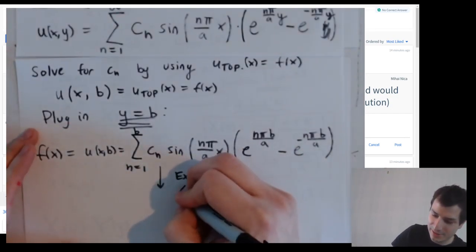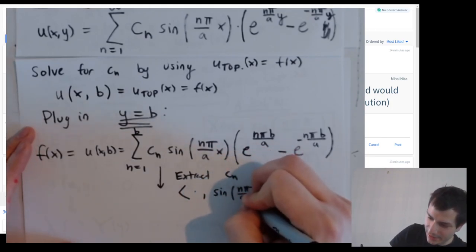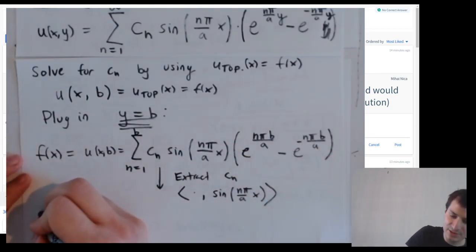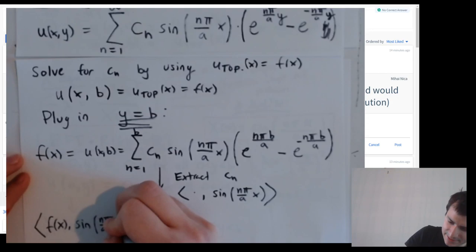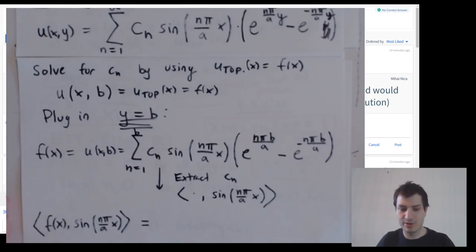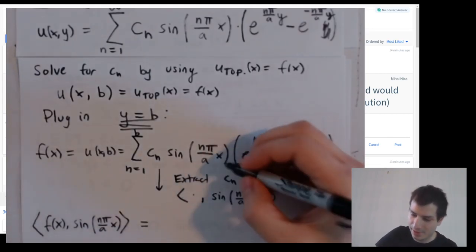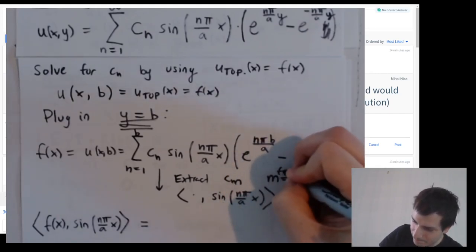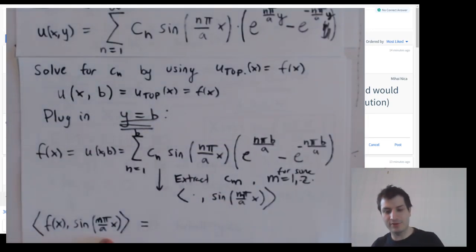So I'm going to do the inner product of both sides with the sine of n pi over a x. If you do the inner product of the left-hand side with sine of n pi over a x, you get this inner product, f of x with sine of n pi over a x. And if you do the inner product of this side, now I have a problem because I'm calling this n and this is also n, so things are confusing. Let me switch to m. I'm going to extract the coefficient Cm. m is 1, 2, some number. Let's switch to m. Sine of m pi over a x.